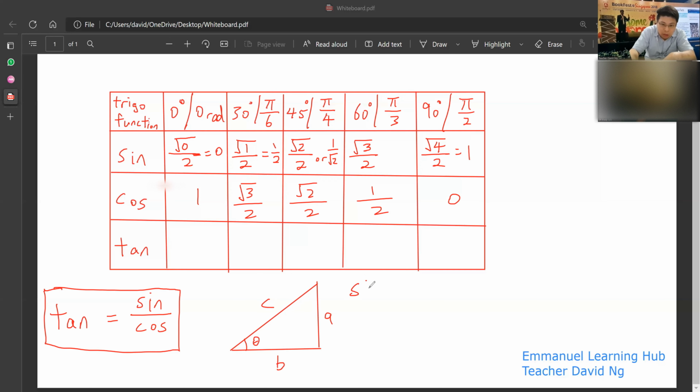What is your sine theta? Sine theta is A over C. Then cosine theta is B over C. Then let's list out what is tangent theta first. Tangent theta is A over B. Then I say that tangent theta is sine theta over cosine theta.